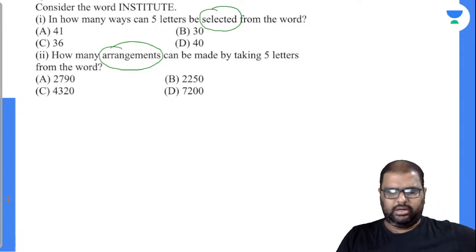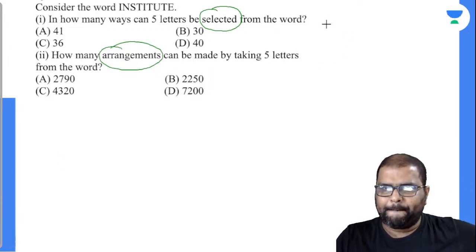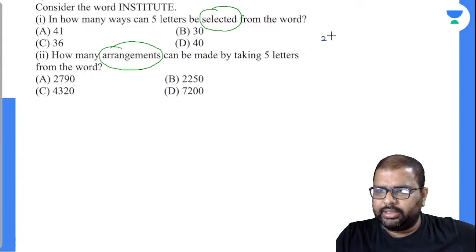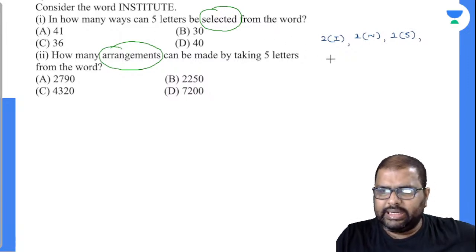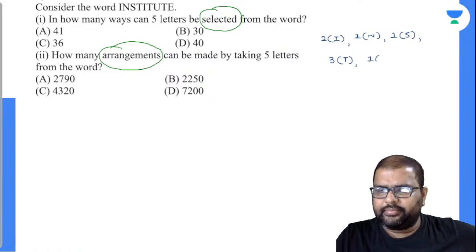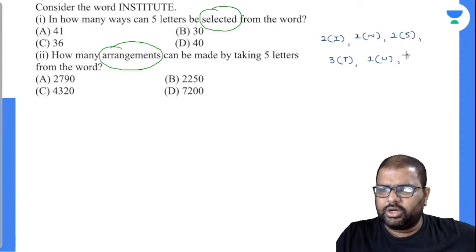Let's do it like this. How many duplicities are there? We'll check, right? How many I's are there? One, two. Two I's are there in institute. How many N's are there? One N is there. How many S's are there? One S is there. Coming to the next one, how many T's are there? Three T's are there. How many I's are there? Two I's, okay. How many U's? One U, one E. So first of all, check how many alphabets are there.